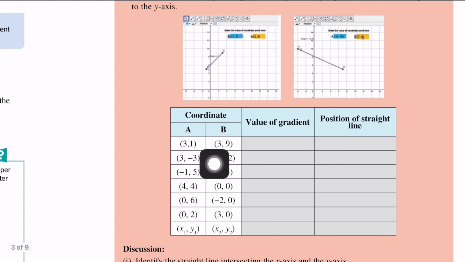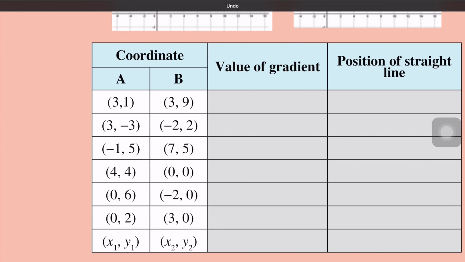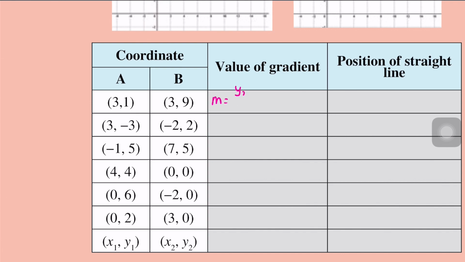Now let's look over here, value of gradient. We know that gradient m is y2 minus y1 over x2 minus x1. So you can label each coordinate: this one is x1, y1, x2, y2. Let's substitute the values. y2 is 9 minus 1, divided by 3 minus 3. 9 minus 1 is 8, 3 minus 3 is 0. 8 divided by 0, cannot be written. If you press your calculator, it will come out as math error.